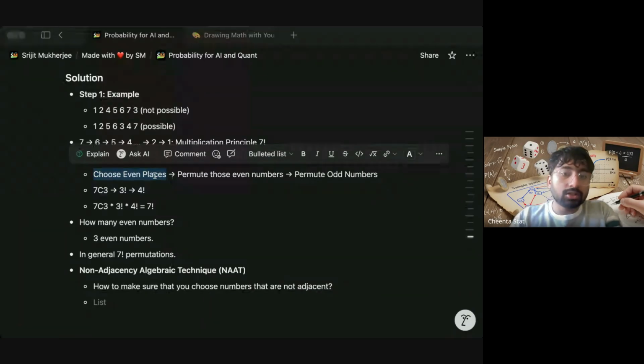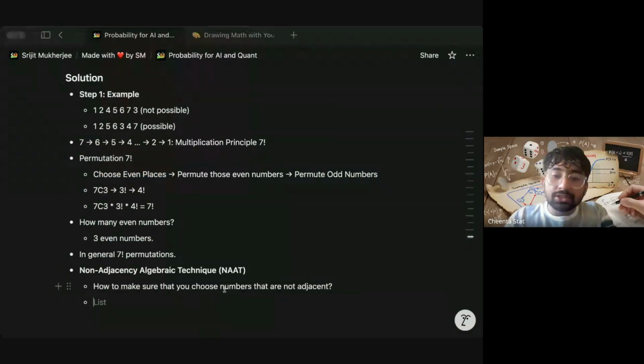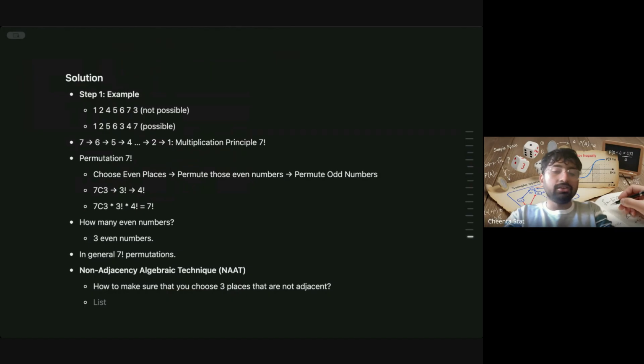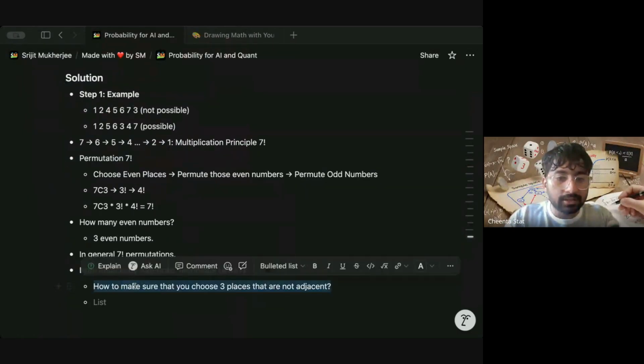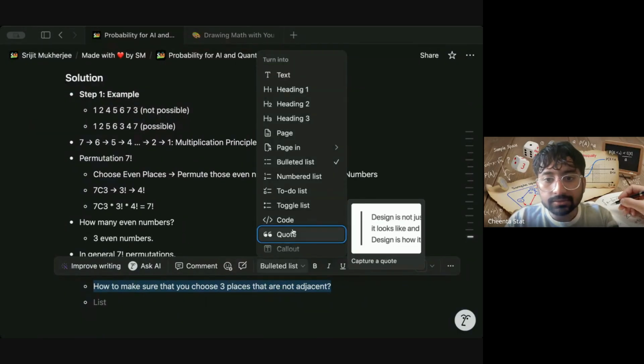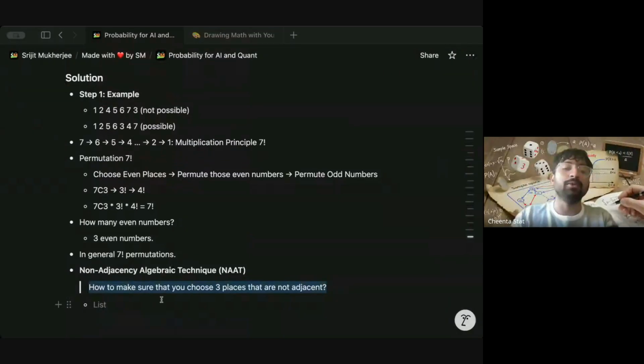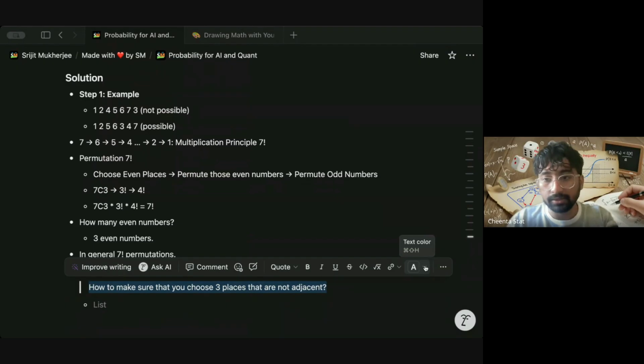No. So the question turns out to be how to choose three even places that are not adjacent. That's the question it boils down to, guys. How to choose. All of you got it? This is very, very important.